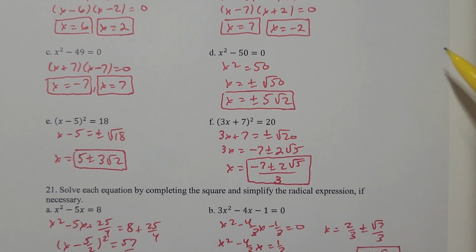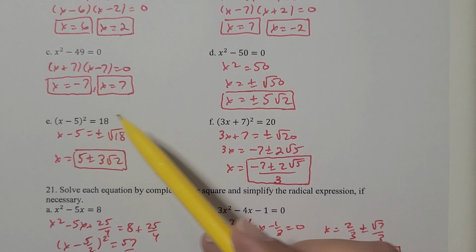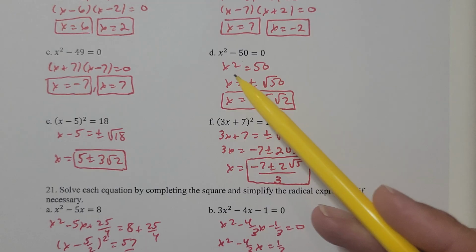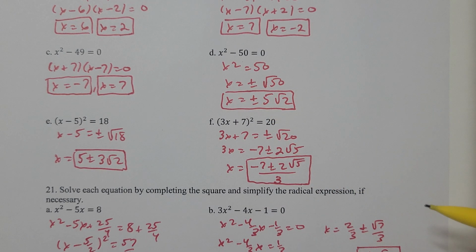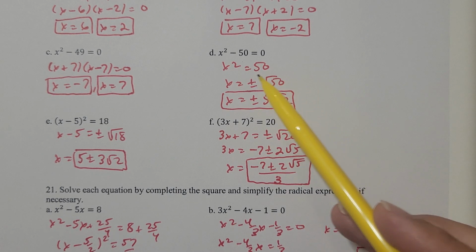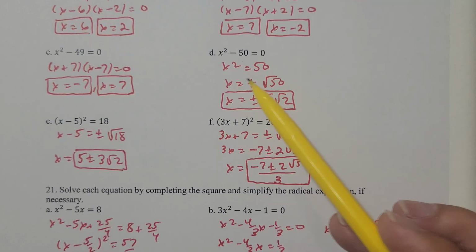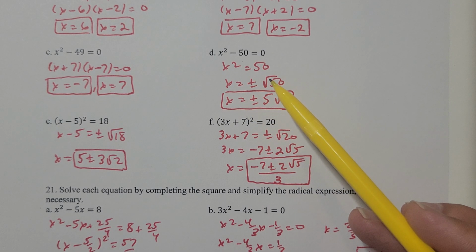Okay. Now that works great in part C, because it's factored nicely. Now in part D, if I have x squared minus 50 equals 0, that's not going to factor nicely. Okay. Because two numbers that multiply together to be 50 that are the same, I don't know what those numbers are. Okay. So if we add 50 to both sides, we have x squared equal 50.